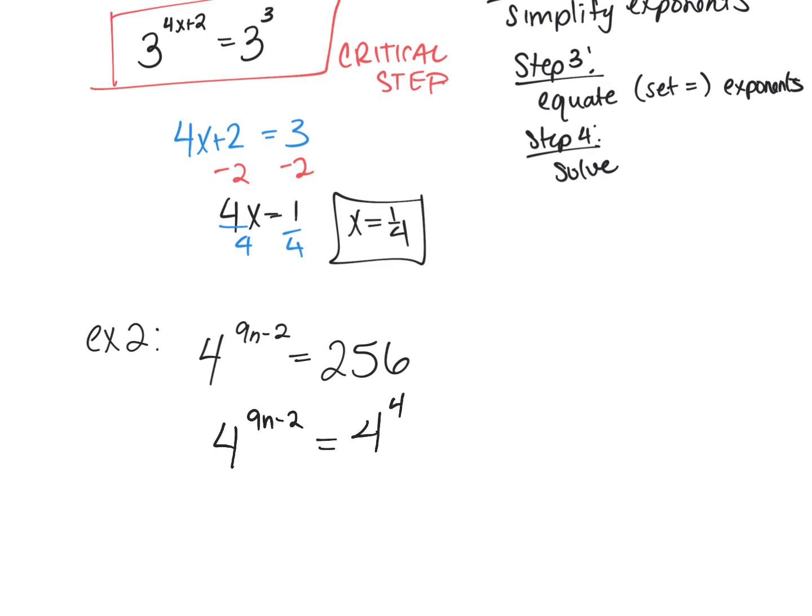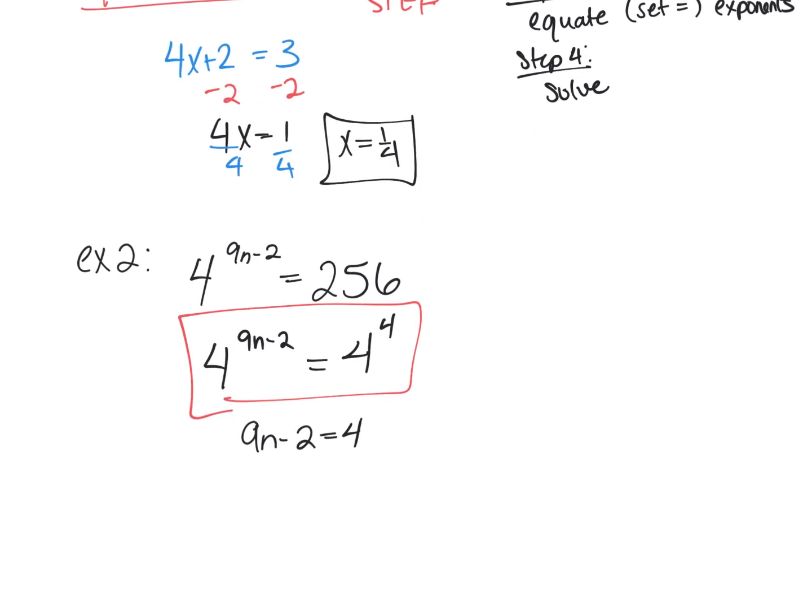And since there's no other exponents that multiply times 2, then we just go straight to step 3? Right. There's no simplifying left to do here. I don't have to multiply any exponents. So this is my critical step. On your homework tonight, I want you to highlight, box, star that critical step. I'm going to look for that. And then what's my equation once I equate my exponents? 9n minus 2 equals 4. Good.